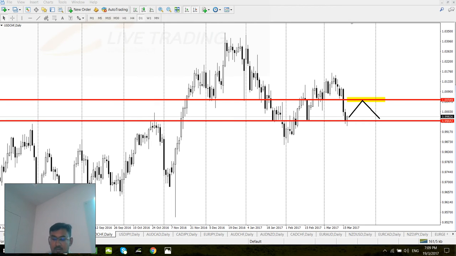Okay. So what I will do for this currency pair is wait until the market retests this area. With the banker's sign, I'll go short. I'll go short over here and grow my profit. This level is 1.0055.